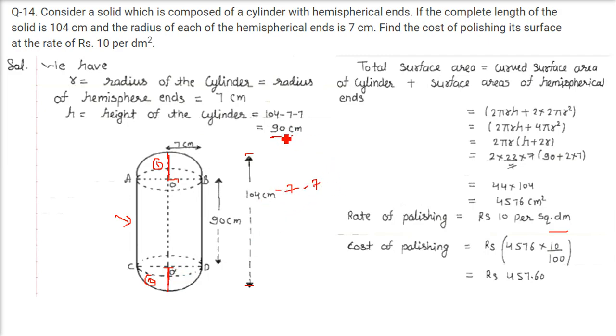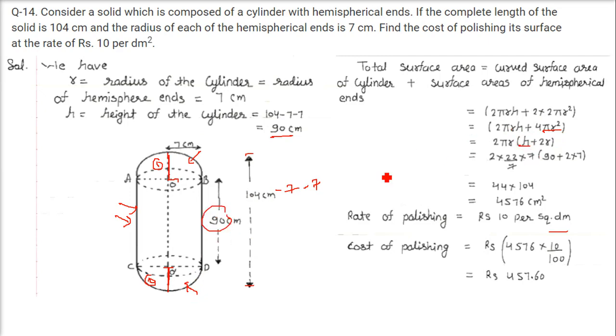So 104 minus 14 is going to be 90. So 90 is the height of this cylinder. And what is the total surface area? It will be 2 pi r h for the cylindrical part, and for the hemispherical part it will be 2 pi r square. This will also be 2 pi r square, so total will be 4 pi r square.